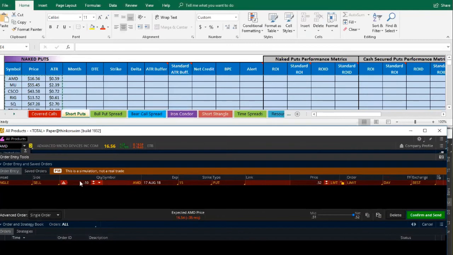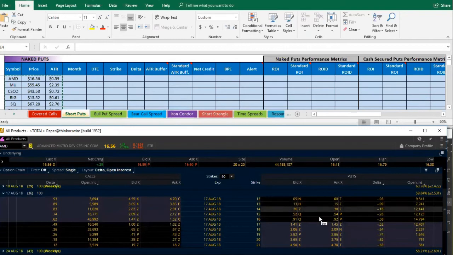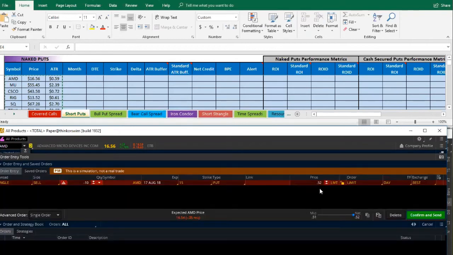Now I've got this defaulted to 10. Why don't I change that to 1 each and every time? You can change your order defaults to fit your position sizing, by the way. I generally recommend you set your system to have it say 1 contract. I know the default is 10, but you can change that. Okay.